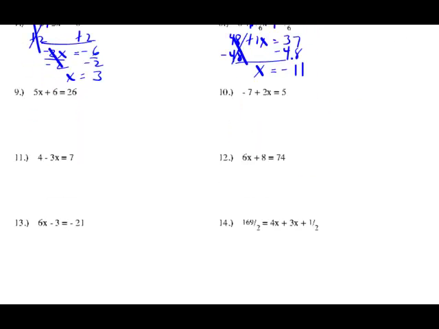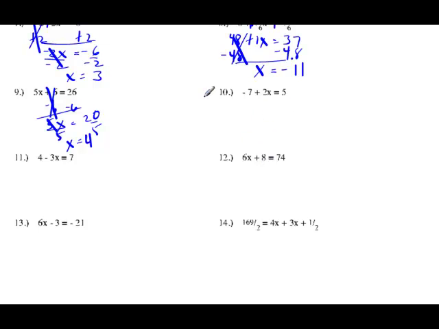All right, number 9. 5x plus 6 equals 26. So again, this is just a two-step equation. So I do the opposite of positive 6. I do negative 6. So now I'm left with my variable term. Okay, I have a number in front, so I know I divide by 5. So x equals 4.